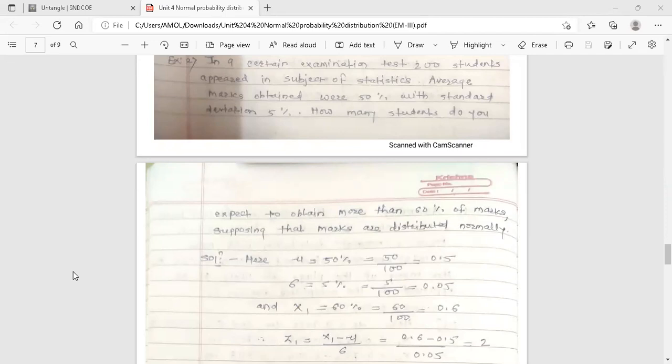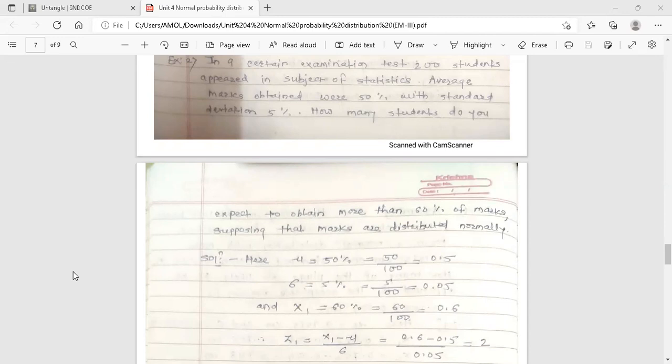Here we are going to discuss a few examples on normal distribution, normal probability distribution. In the last lecture also we discussed normal distribution and a few examples. Now in this lecture again we are going to discuss examples on normal distribution. This topic is from the fourth unit, normal distribution.